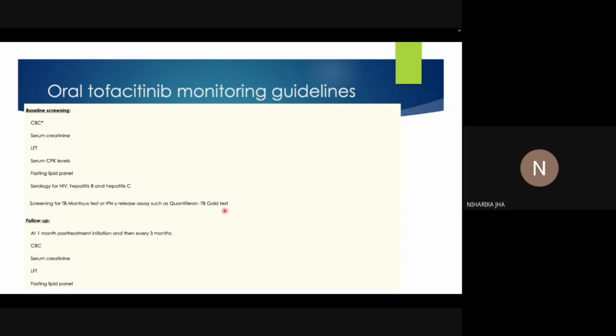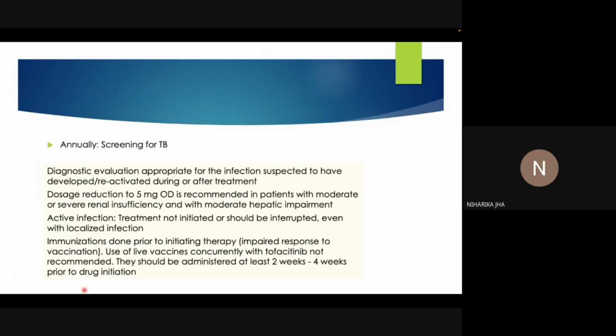Once the patient is on tofacitinib, we have to repeat the investigations. That means we have to monitor the patient. For monitoring, we do follow up at 1 month after treatment initiation, and then every 3 months. At 1 month, it has to be done for CBC, KFT, LFT, and fasting lipid profile, and then again after 3 months we repeat this check. For TB screening, we repeat it annually, that is, once a year we rule out tuberculosis if the patient is that long on tofacitinib.